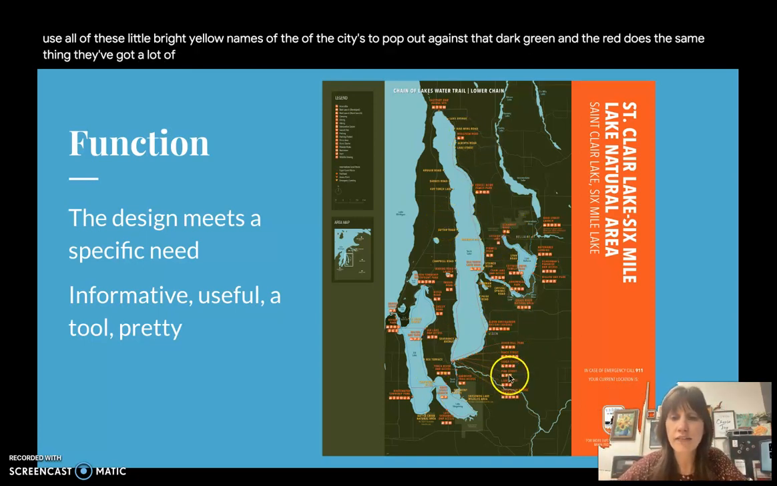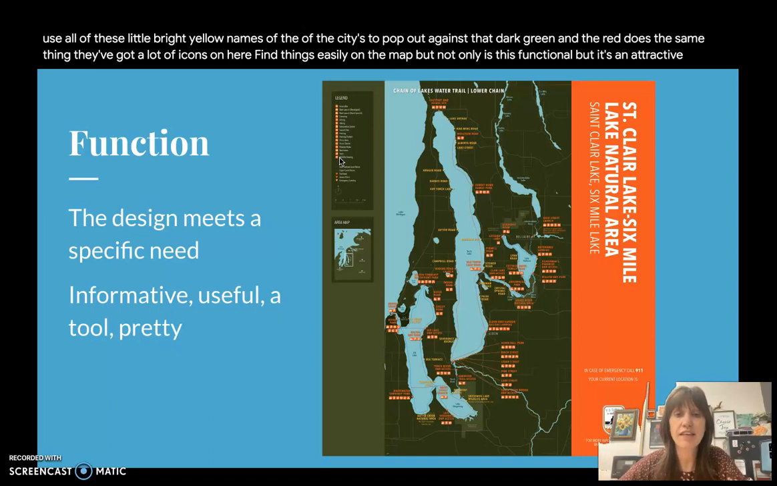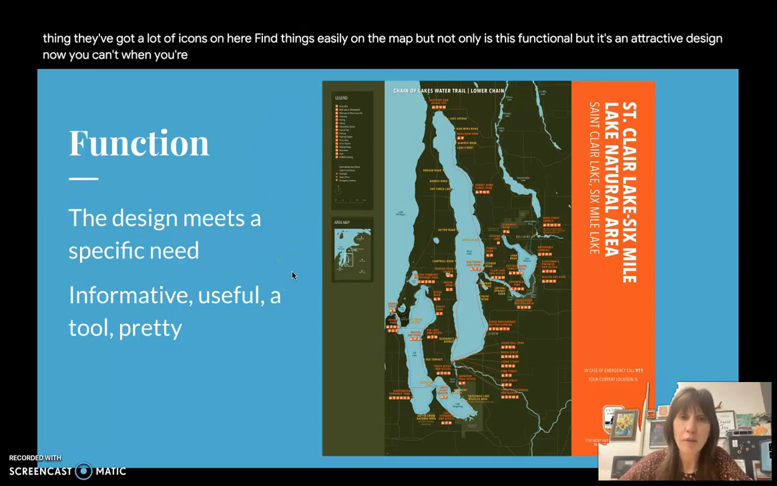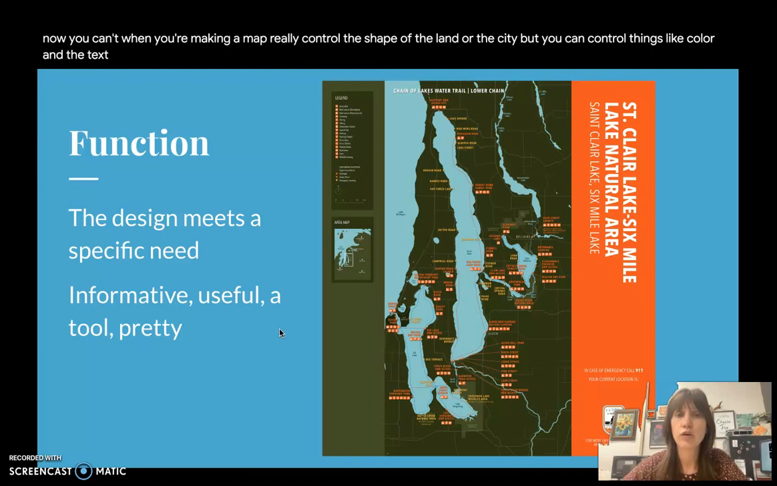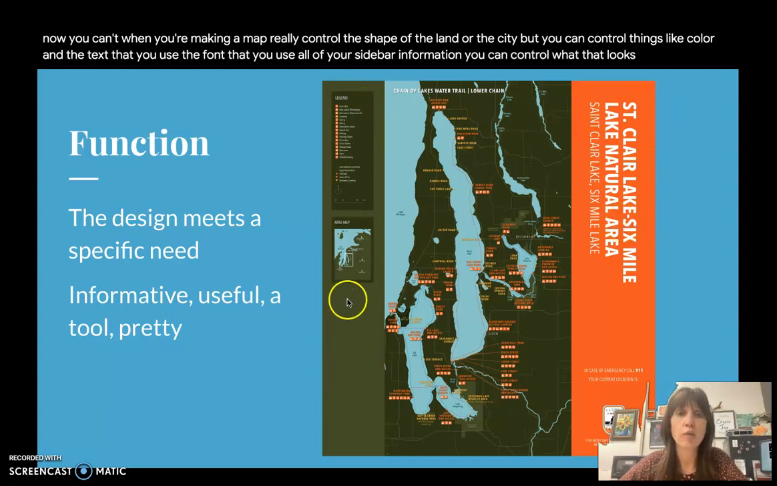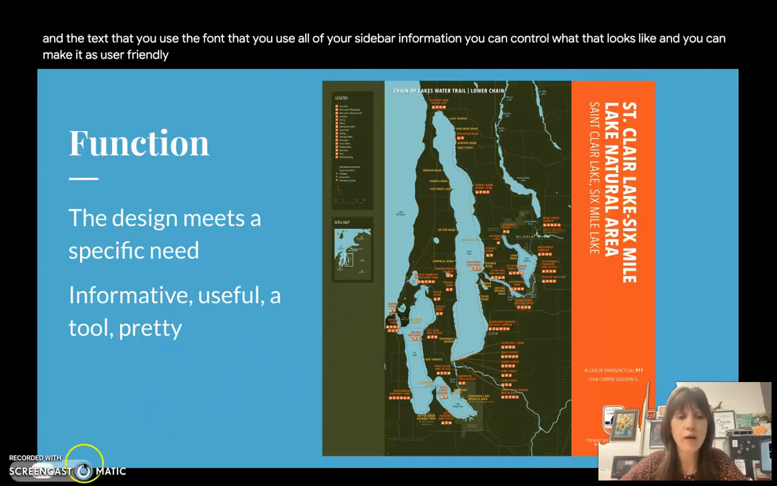They've got a lot of icons on here. And here's their legend so that you can find things easily on the map. But not only is this functional, it's an attractive design. Now when you're making a map, you can't really control the shape of the land or the city, but you can control things like color and the text that you use, the font that you use, all of your sidebar information. You can control what that looks like, and you can make it as user-friendly as possible.